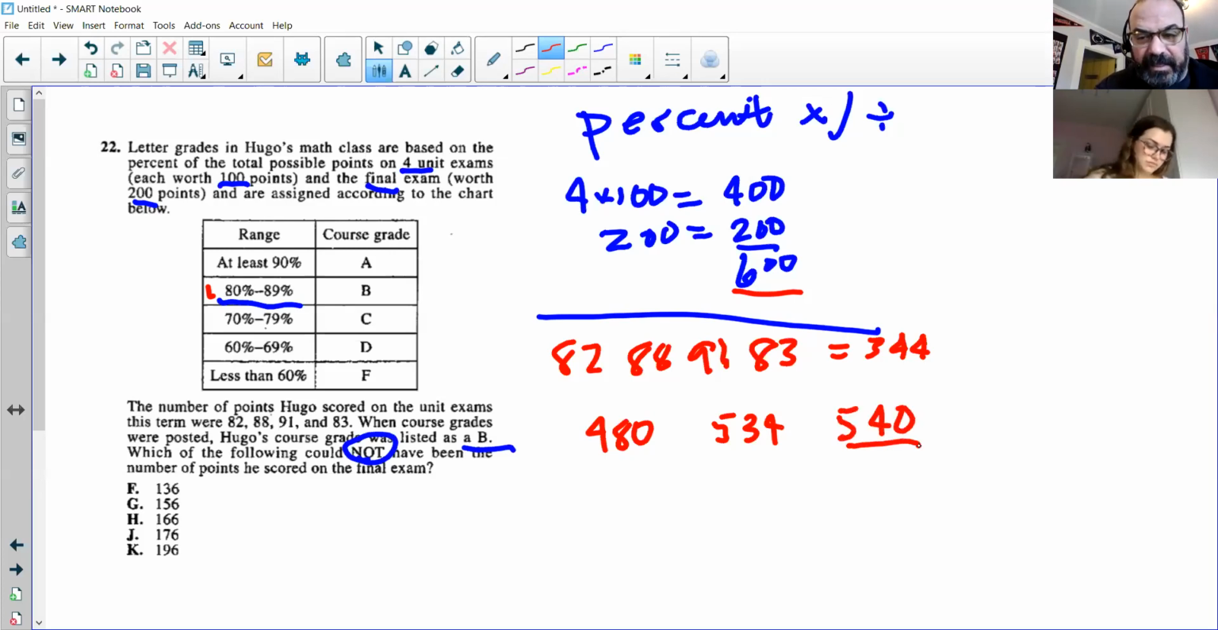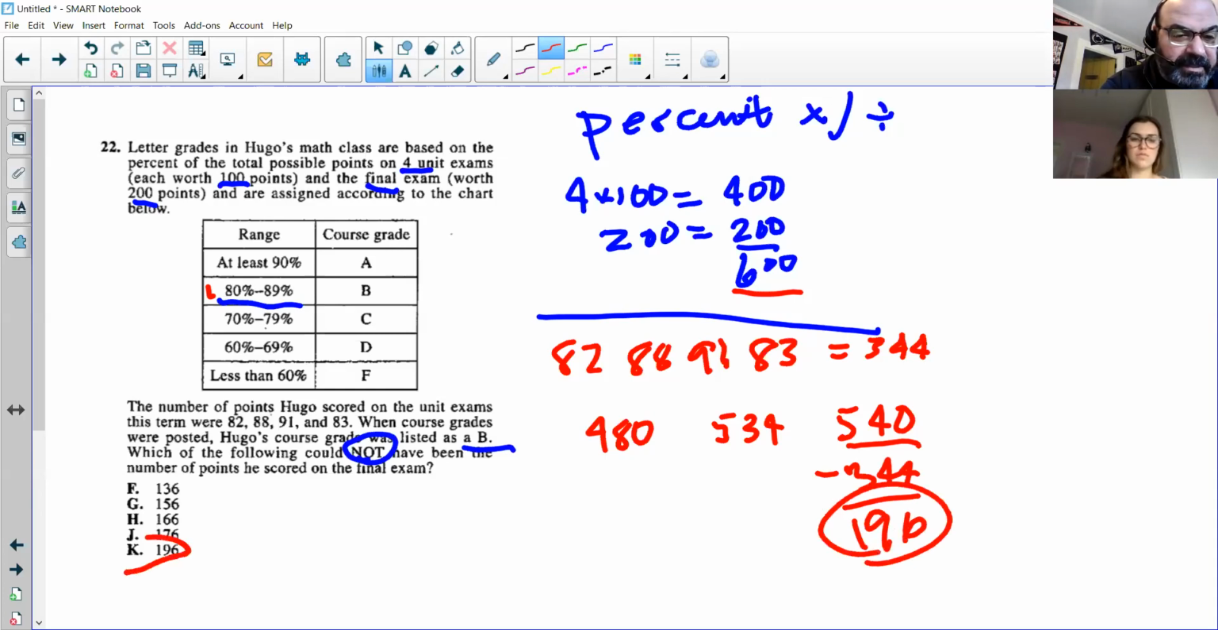All right, so you have to get 540 total points to get over a 90%. And how I'm going to solve this problem today, I've been thinking about the problem, is let's take 540 and subtract what he has, 344 points, and that gives me 196. 196 is answer choice K.